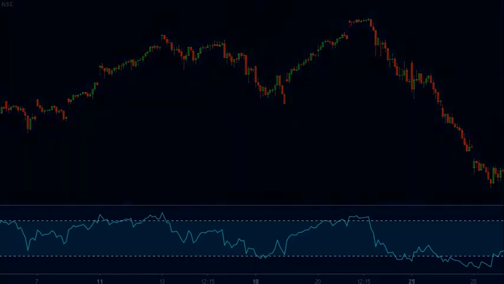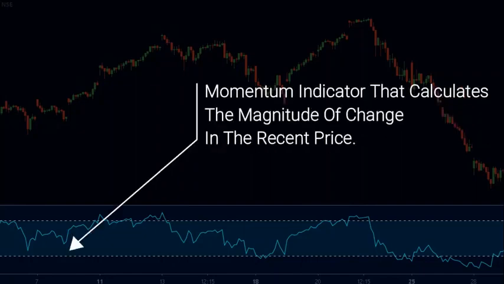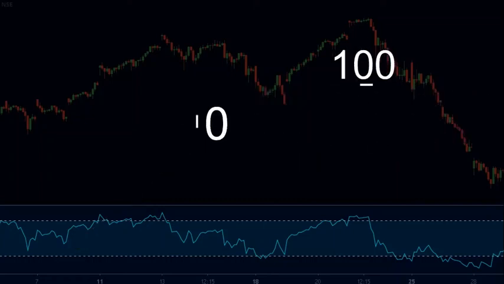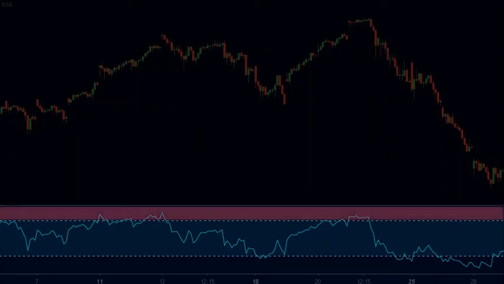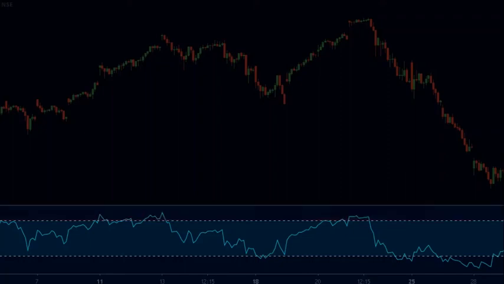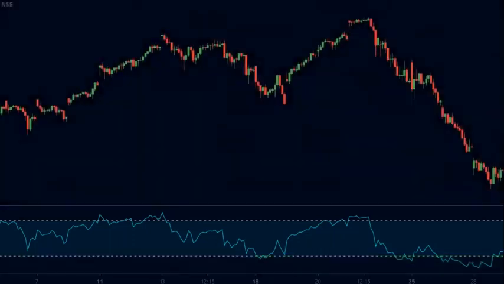Relative strength index is often regarded as one of the most useful indicators in technical analysis. It is a momentum indicator that calculates the magnitude of change in the recent price. The value of the RSI moves between 0 and 100. When the RSI is above 70, the market is said to be in an overbought condition. Similarly, when the RSI is below 30, it is said to be in an oversold condition.